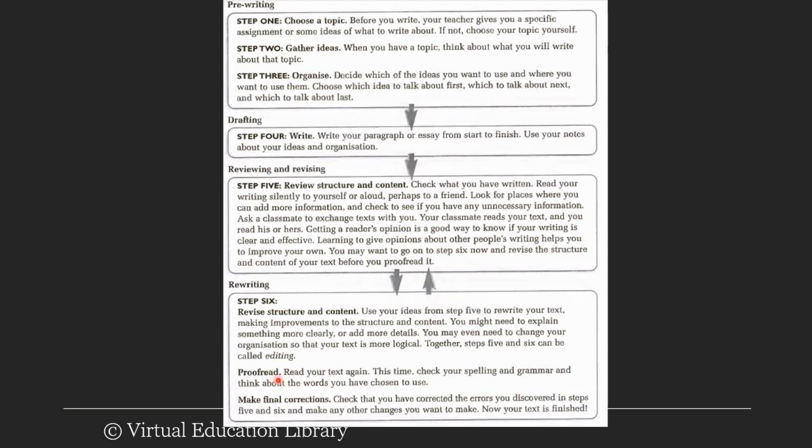Proofreading, this is again very important. Read your text again. This time, check your spelling, grammar, and think about the words you have chosen to use. Make final corrections. Check that you have corrected the errors you discovered in steps 5 and 6 and make any other changes you want to make. Now your text is finished. So paragraph writing is not just grabbing a pencil and starting to write. It involves all these steps.